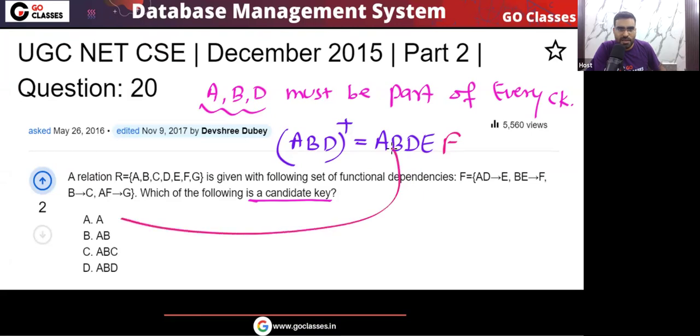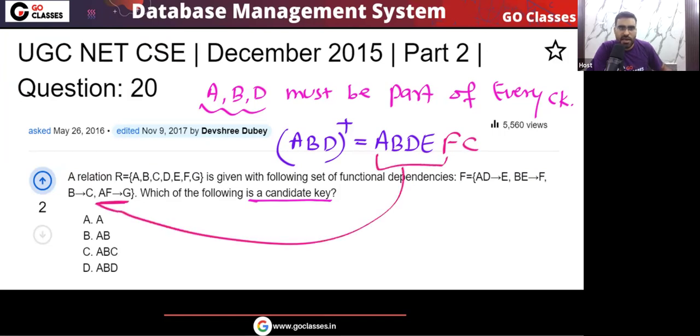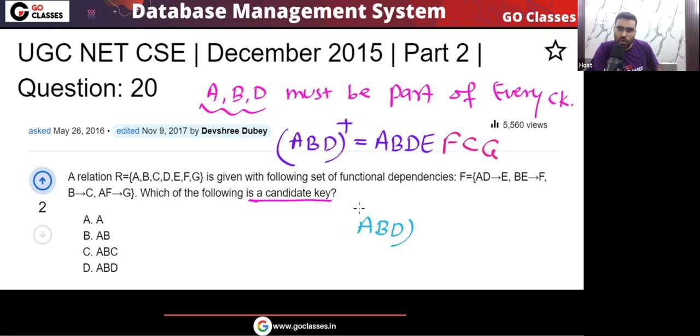Next, you can see B can determine C. So we got C also. Next, you can see AF can determine G. So we got G also. Okay, did we get everything? Yes, we got everything. You can see A, B, C, D, E, F, G. So very simple: if you find the closure of ABD, you will get every attribute.